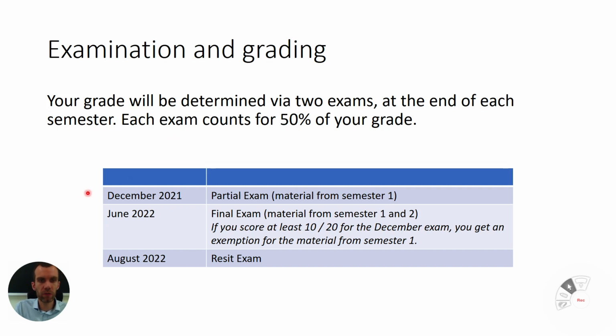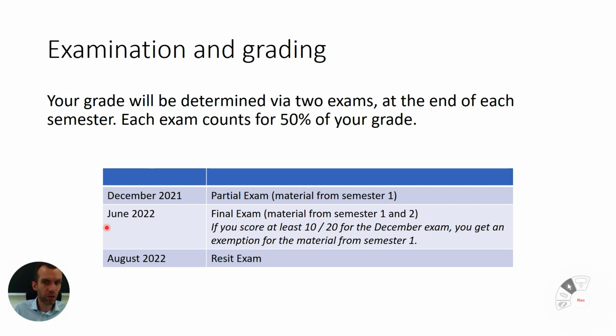In December of this year, there'll be a partial exam covering just the material from semester 1. And in June of next year, there's a final exam covering the material from semester 1 and semester 2. And there's an important note to make here. If you do well in December, that is, if you score at least 10 out of 20 for the December exam, then you get an exemption for the material from semester 1. So you don't have to do the material from semester 1 again in June.